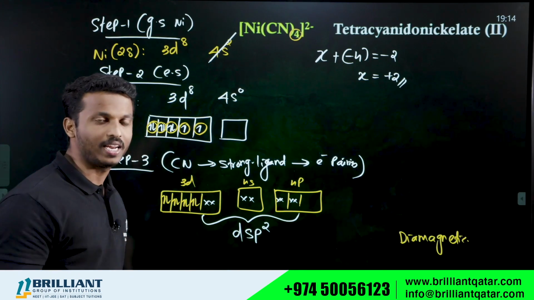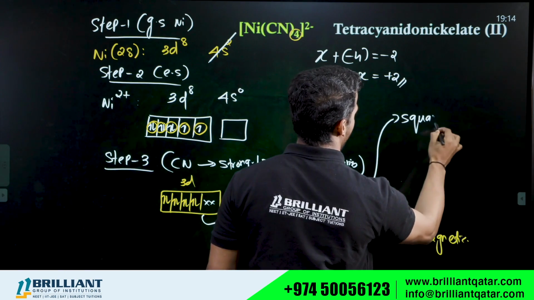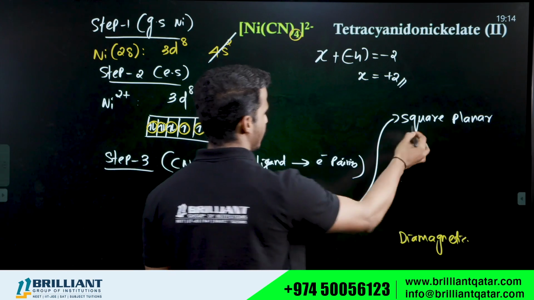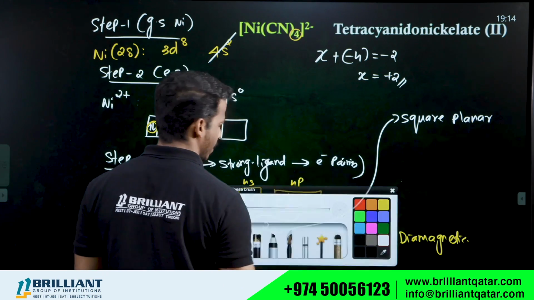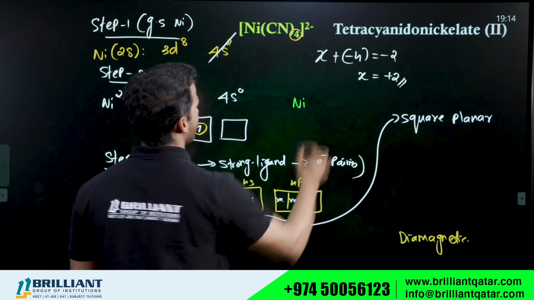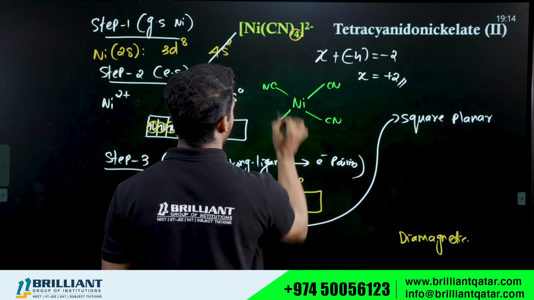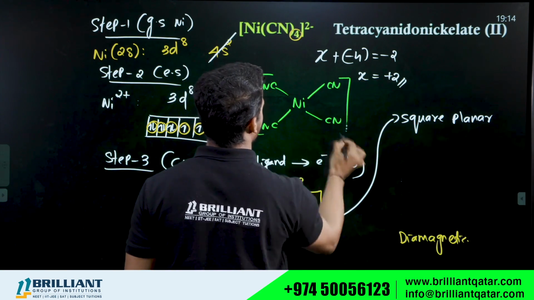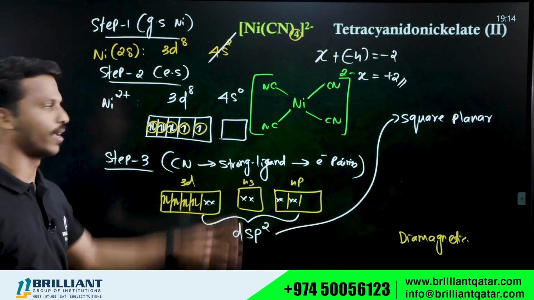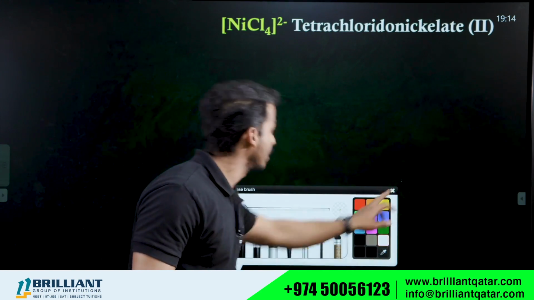Already we discussed in the beginning, dsp2 means the structure is what? Square planar. Square planar structure, right? dsp2, square planar. How to draw the diagram? Very simple. What is square planar, dear all? Here the metal atom is nickel. Square planar means cyanide, cyanide, cyanide, cyanide. The charge of the complex is 2 minus. Maintain the structure and the charge. This is the square planar geometry. Clear all?